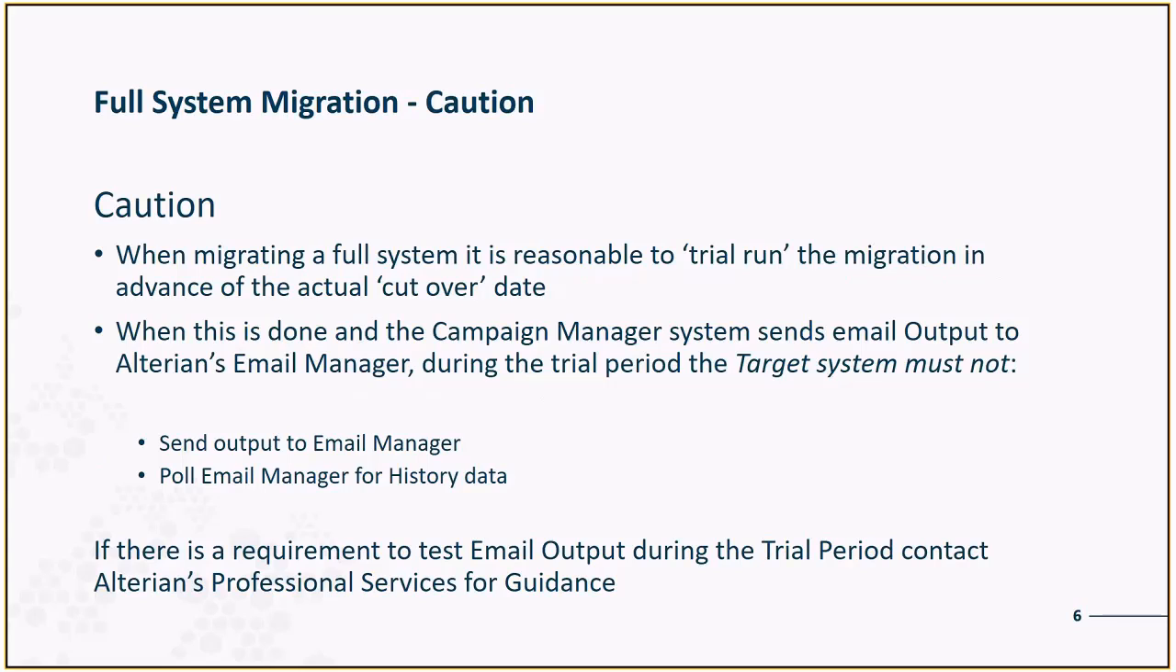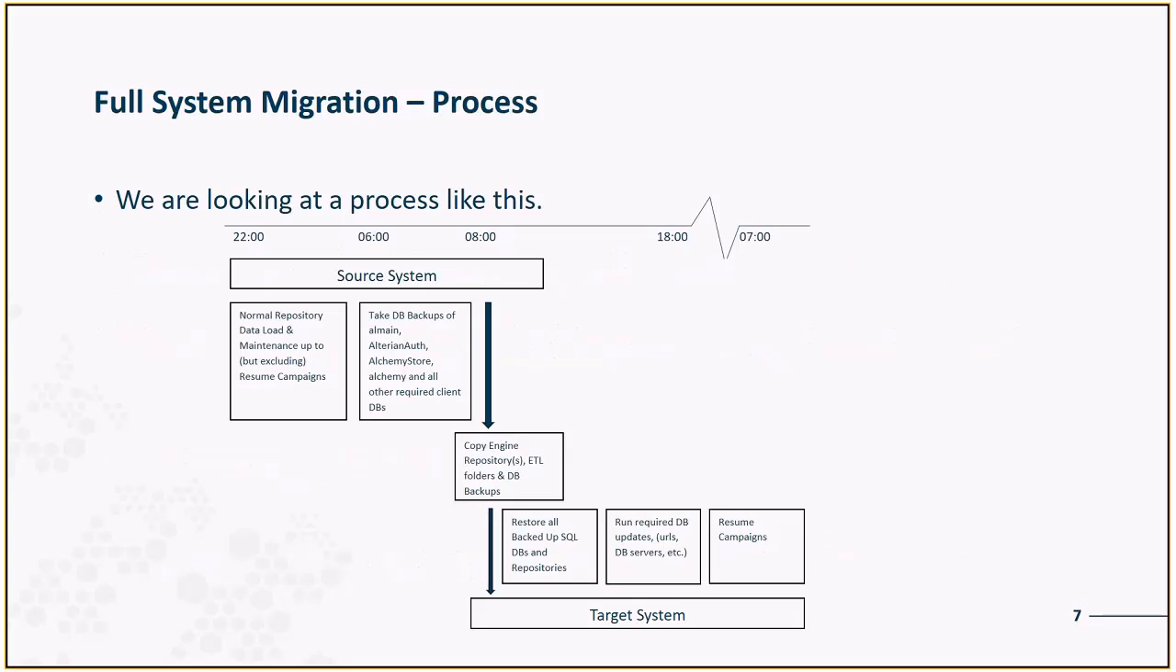Just a word of caution. When migrating a full system, it is reasonable to try and run the migration in advance of the actual cutover date. But when this is done, and the campaign manager is sending email output to Alterian's email manager, during the trial period the target system must not send output to email manager or poll email manager with history data. If there is a requirement to test email output during the trial period, then please contact us for guidance on how to go about that. And if you're not sure how to stop campaign manager polling email manager history data, again, please contact us for guidance on how to do that.